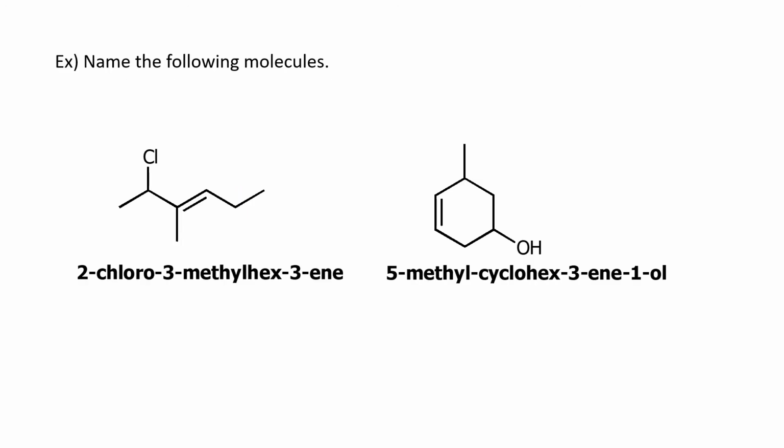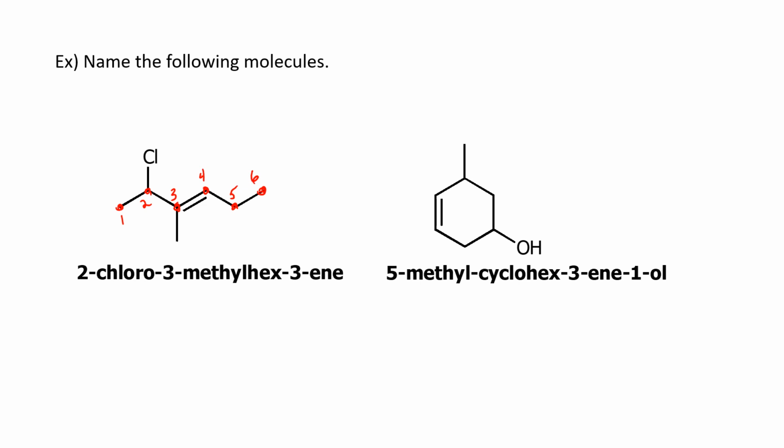All right, hopefully you were able to give this a shot. With our first one, our longest carbon chain is 6 carbons: 1, 2, 3, 4, 5, 6. We only have an alkene and a chloro group, so we want to give our alkene the lowest possible number, and we want to give the next substituent the lowest possible number. That's why I'm going to start numbering from the left.